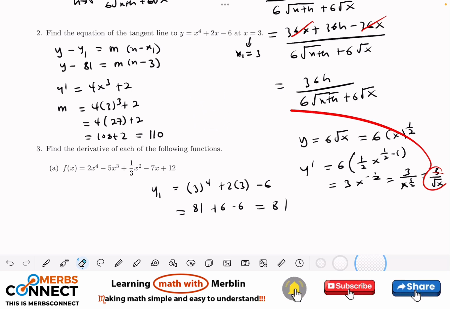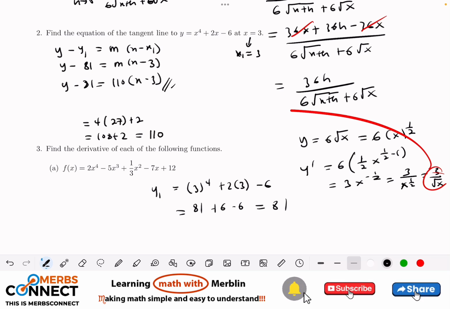So with that, now we can plug in our m. So we are going to have y minus 81 is equal to 110 times x minus 3. So this is what is called the equation of the tangent. So this will be the equation of the tangent line.